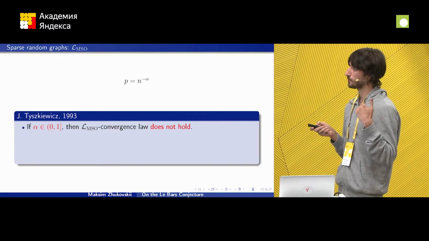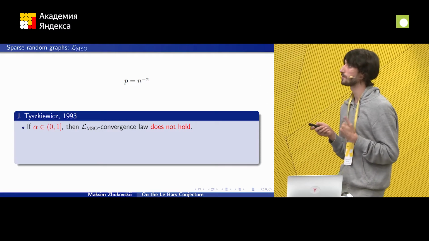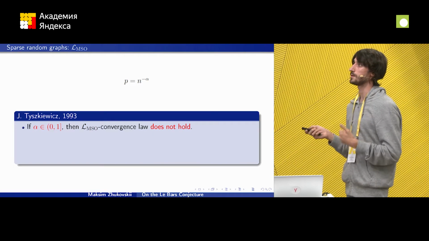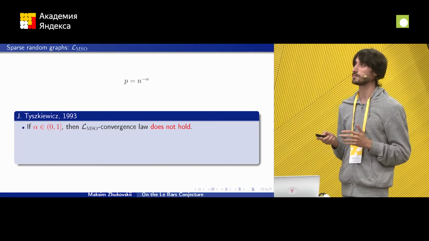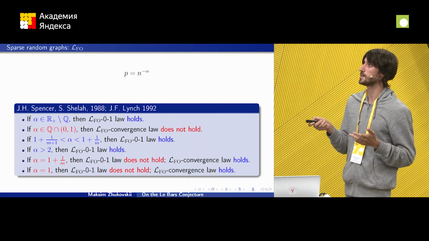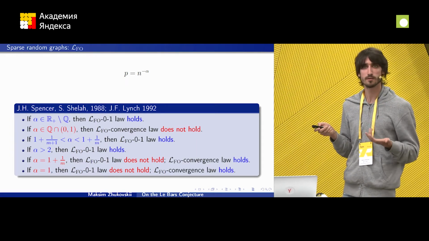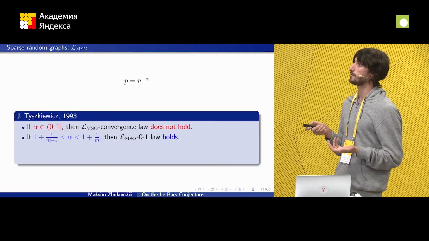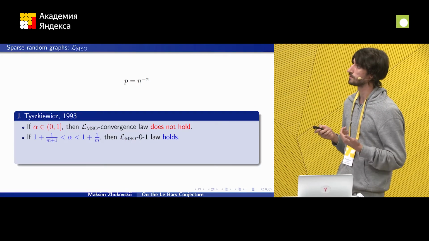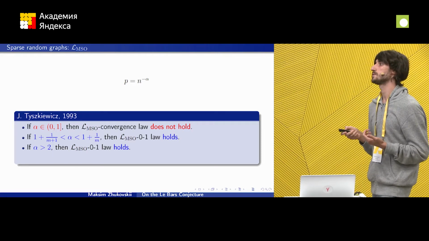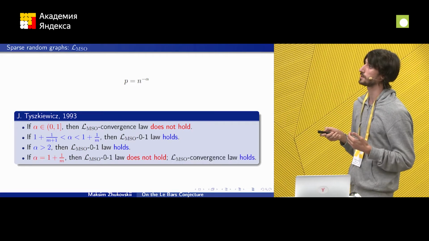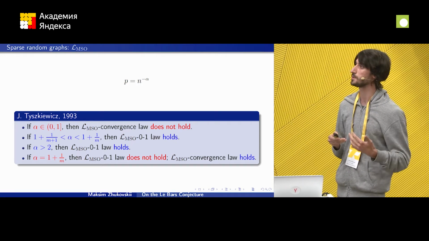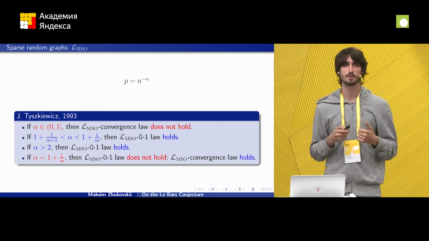In the case of monadic second order, we have the following results. If alpha is from 0 to 1, there is no convergence. So we have a difference with the previous case, because for irrational alpha we had the 0-1 law, and here we don't have convergence. If alpha is in this interval, we again have the 0-1 law. If alpha is bigger than 2, then the 0-1 law holds, and if alpha is 1 plus 1 over m, like in the previous case, we don't have the 0-1 law, but we have a convergence law.